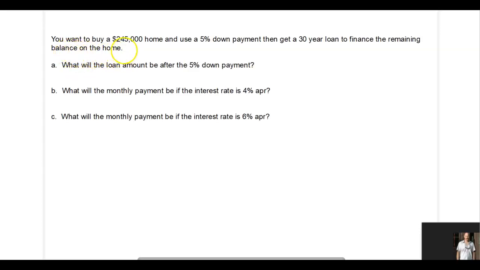So let's say you want to buy a $245,000 home, use a 5% down payment, then get a 30-year loan to finance the remaining balance on the home. So what will the loan amount be after the 5% down payment? Well, rather than 100% of the $245,000, you'll only have to finance 95% of that, because if you take 100% of the cost and take off the 5%, then you'll only have 95% remaining.